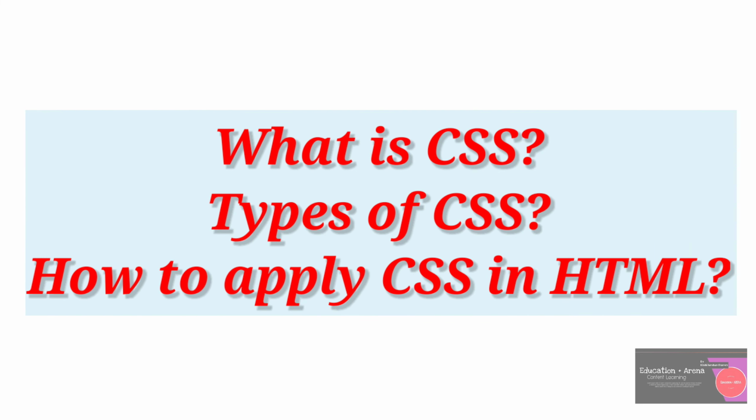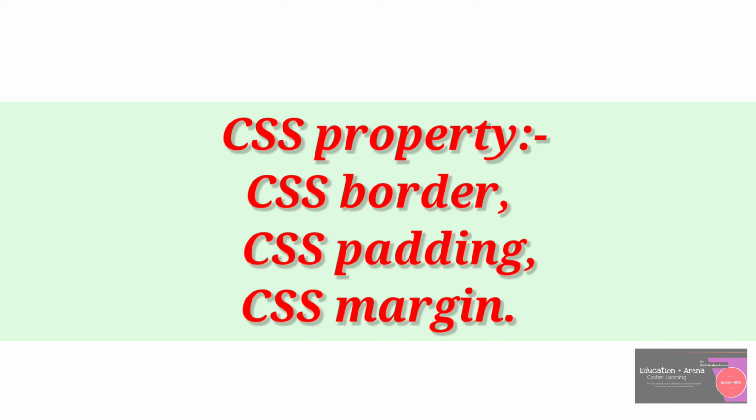In the last video we saw what is CSS, how many types of CSS there are, and how to apply CSS in HTML code. In this video we will discuss some CSS properties like CSS border, CSS padding and CSS margin.